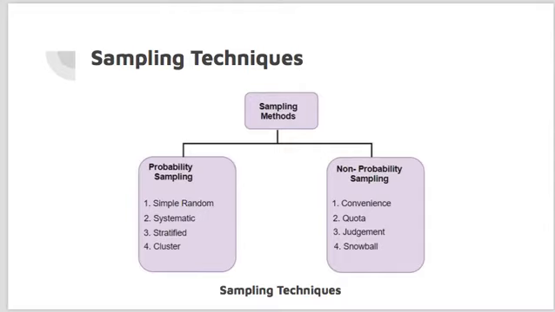As I said, sampling methods are generally classified into probability sampling and non-probability sampling. In probability sampling, there are four types: simple random sampling, systematic sampling, stratified sampling, and cluster sampling. Under non-probability sampling: convenience sampling, quota sampling, judgment sampling, and snowball sampling. As I said earlier, in probability sampling every element of the population has an equal chance of being selected. Probability sampling gives us the best chance to create a sample that is truly representative of the population.